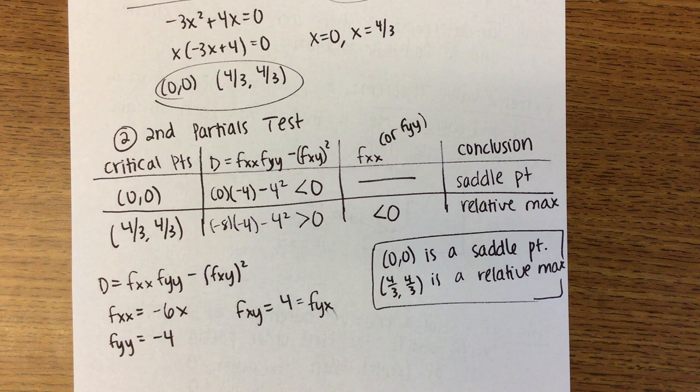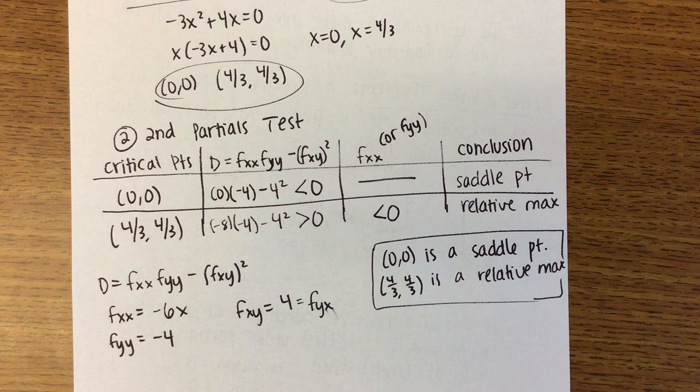Questions about finding critical points or the second partials test? Wait, so when we found x equals 4/3, then you just put that back into one of the partial equations? Mm-hmm.